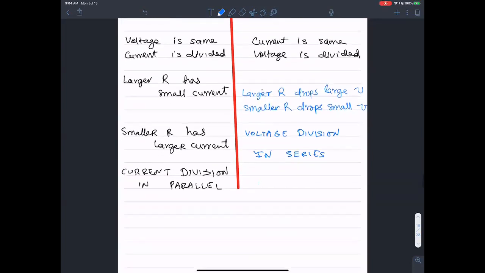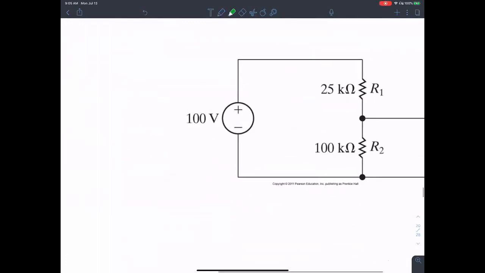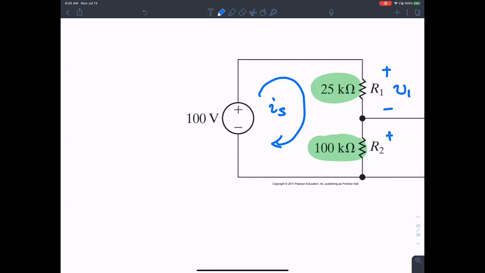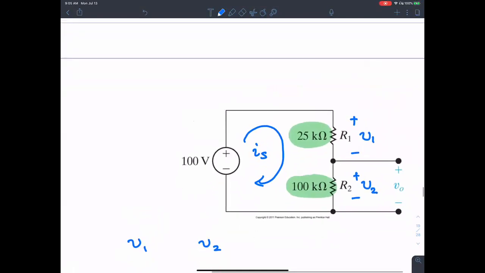If you go back and look at this, I have a series connection, 25 kilo ohms in series with 100 kilo ohms, and you're trying to find the current. The current is the same through both of these resistances, so there's no division about that. The voltage across this one, V1, and the voltage across this one, V2, which one do you expect to be larger? Between V1 and V2, you did not even do the math, right? So, electrical engineering: V2 should be larger than V1.